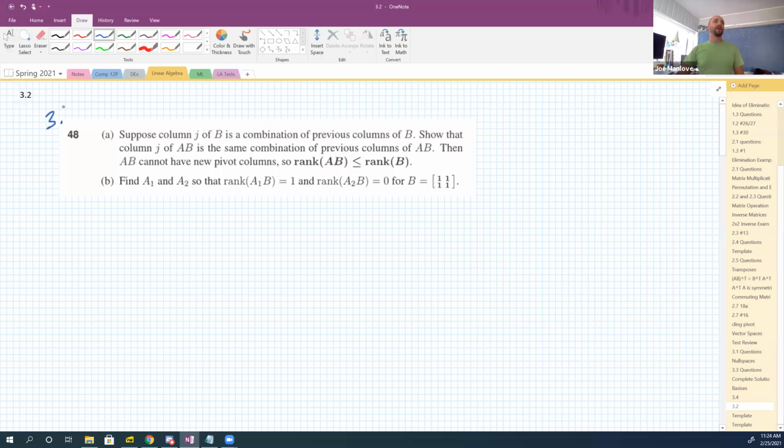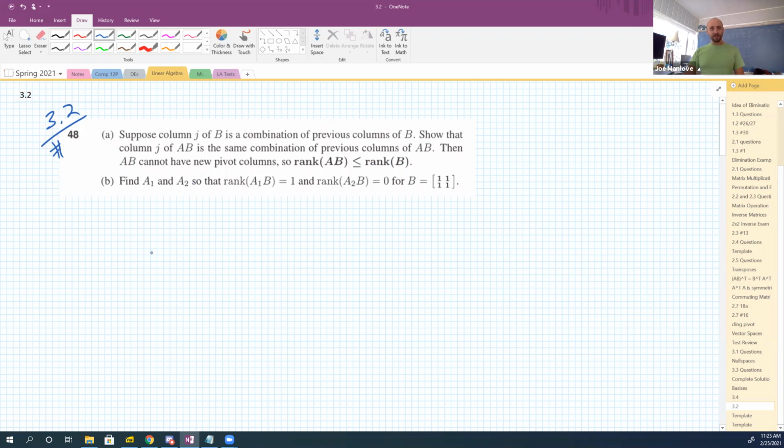All right, so we're talking about 3.2, number 48, which says we're supposed to suppose that column J of B is a combination of previous columns of B. Show that column J of AB is the same combination of previous columns of AB. And then we're supposed to notice that AB can't have new pivots, so the rank has to be smaller at best, or smaller anyway. And then so on.